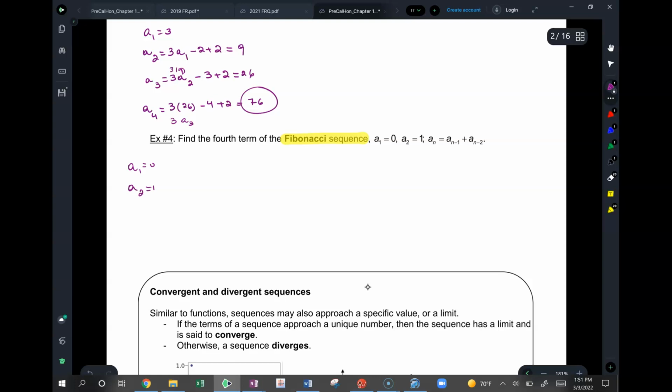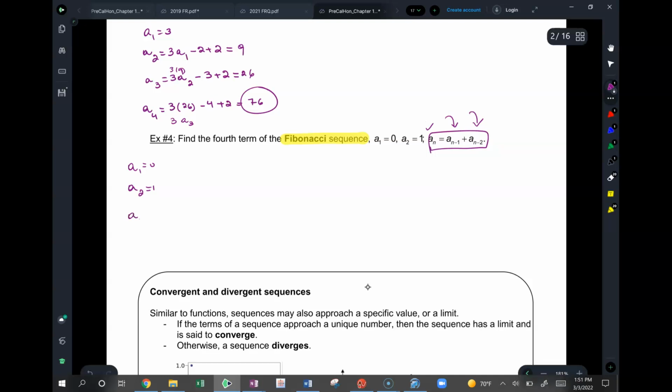Okay? Now, A_n is A_(n-1) plus A_(n-2). So what does that mean? To find each term, you have to add the one that comes right before it and the one that comes right before that. So you have to add the 2 previous ones.